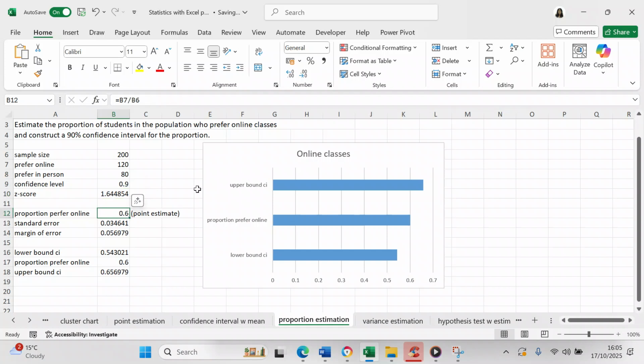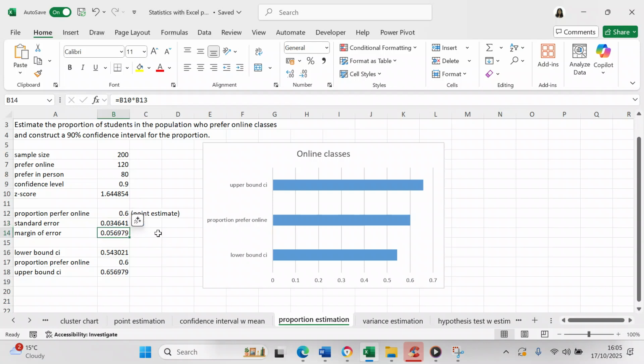For the proportion that prefer online, it's B7, that's 120 divided by 200, so that's 60%. That's your point estimate. So your standard error is the square root of B12, that's the proportion that prefer online, times 1 minus B12, so that's 0.6 times 0.4 divided by 200. So that's a standard error of 3.46%.